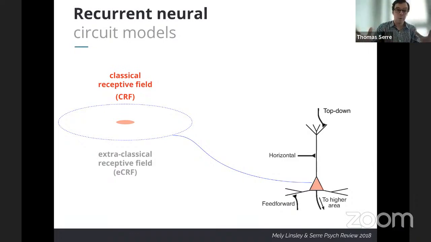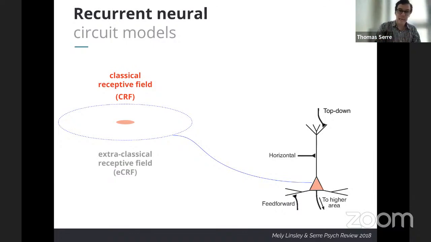And there's a whole list of phenomena that have been discovered and studied for the past several decades, which have to do with the so-called classical and extra-classical receptive field phenomena. I don't know how many of you have heard the term extra-classical receptive fields, but I'm assuming that most of you are familiar with the notion of the classical receptive field, which is the part of the visual field that needs to be stimulated for a particular neuron to respond.